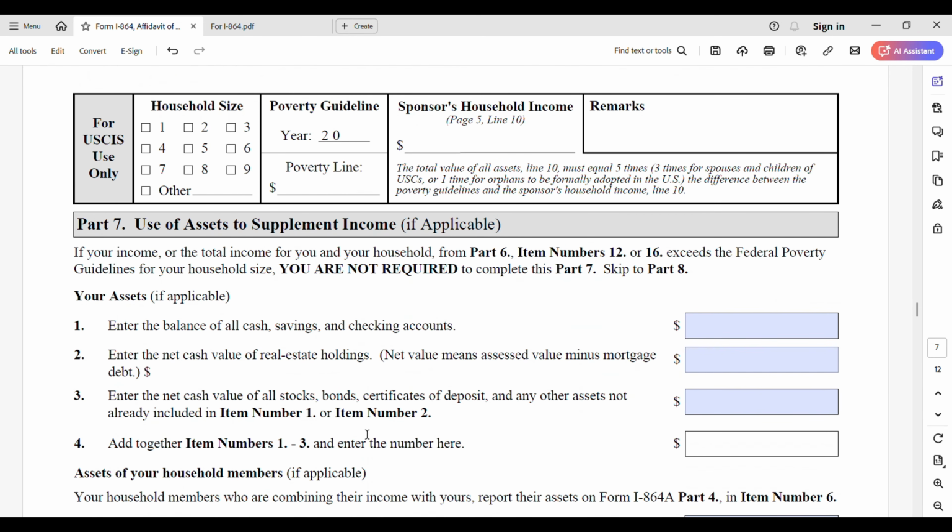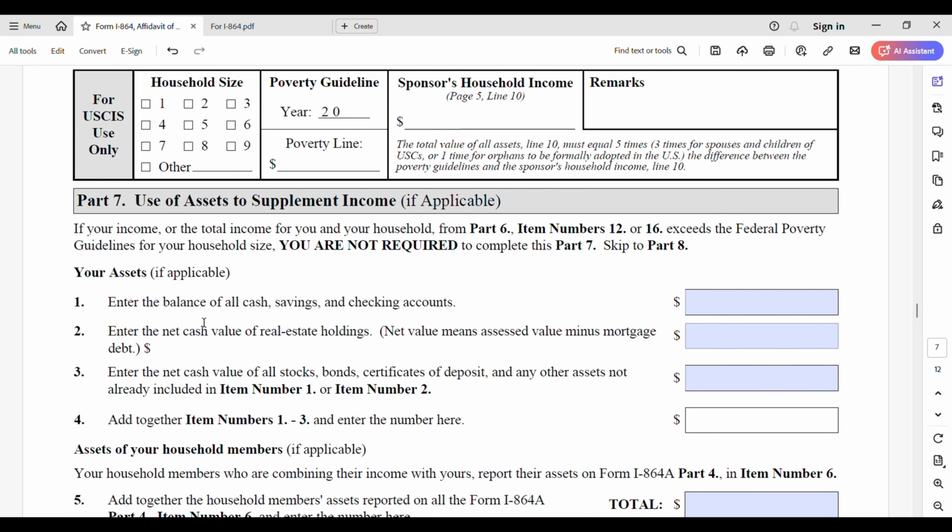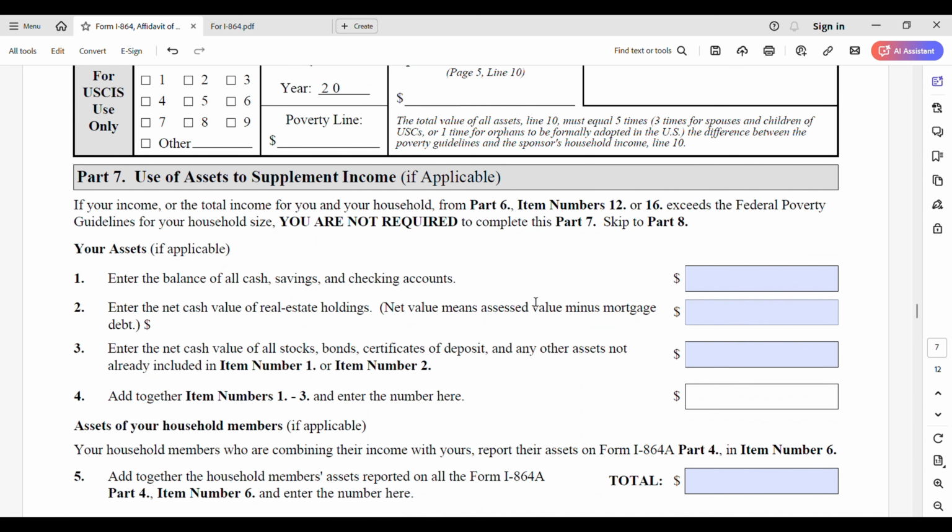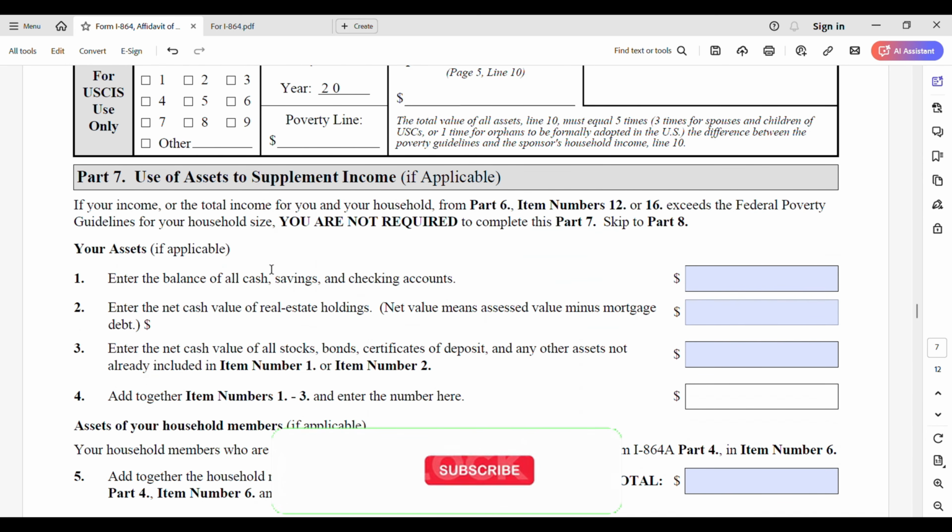Part 7, use of assets to supplement income. A lot of people sometimes find their income is not enough and they use assets to supplement the income. In my case, I'm not going to use it. I have enough income. But if you do, it is very simple. Just enter the balance of all your cash savings and checking accounts, enter the net cash value of real estate holdings, and enter the net cash value of all stocks and bonds. You have to add this information. In my case, I'm not going to use it, so I'm going to skip Part 7.